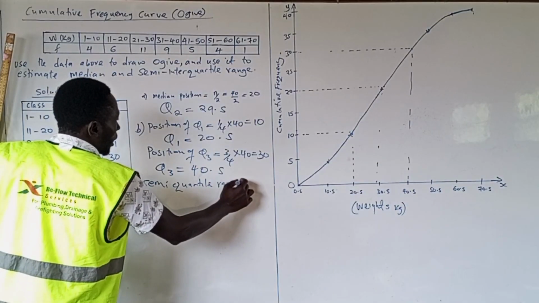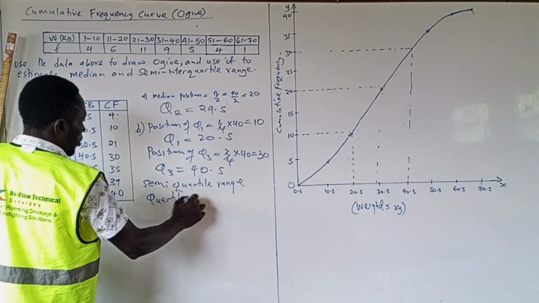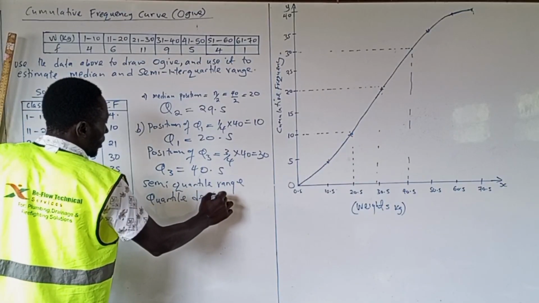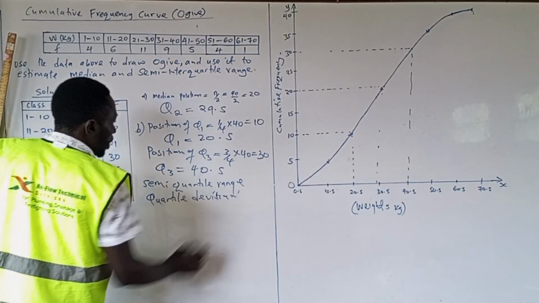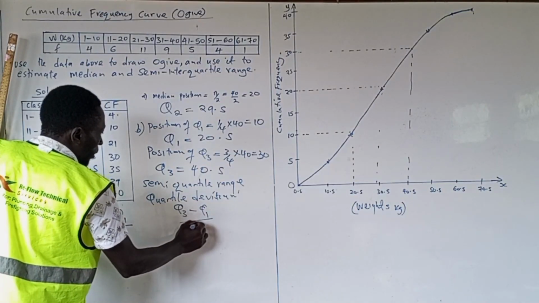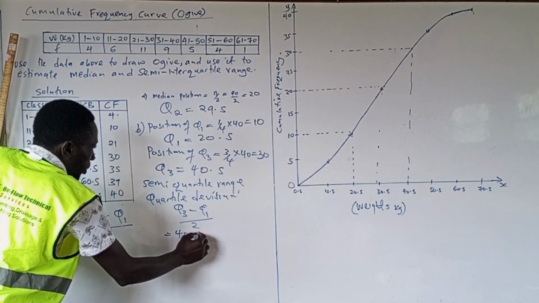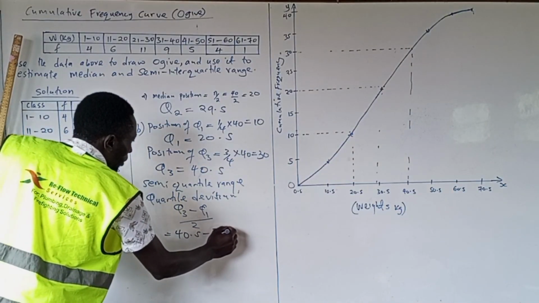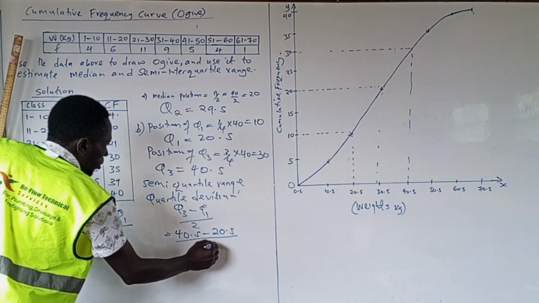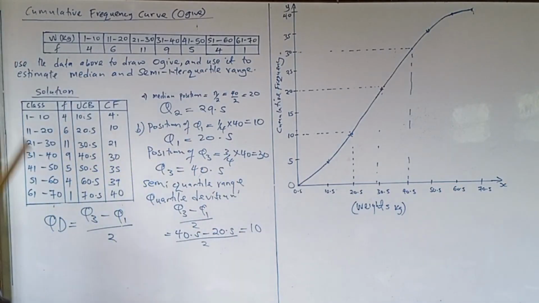So semi-quartile range is the same as quartile deviation. It's the same thing. Quartile deviation is Q3 minus Q1 divided by 2. So you will get 40.5 minus 20.5 divided by 2, and your answer becomes 10. So that is the semi-quartile range. That is how you do that question.